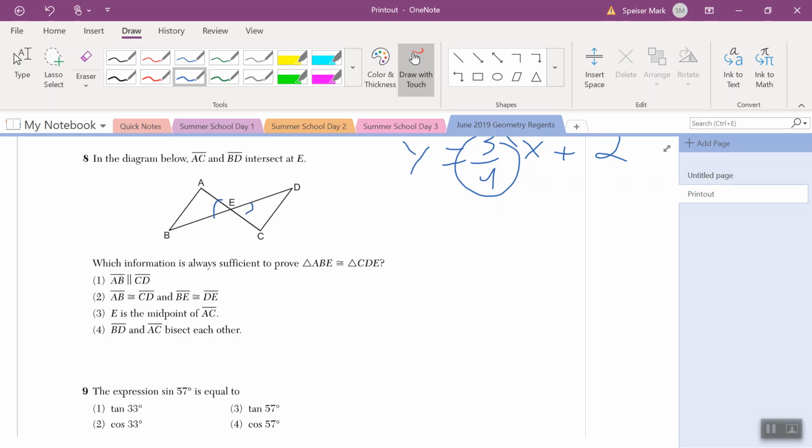So we need 2 more pieces of information. We only have 1 angle. Parallel doesn't prove anything besides angles. We need 3 angles will help. AB and CD does not help. BE and DE, that means we'll have side angle, which never works. E is the midpoint of AC, it only gives one side, leaving us with BD and AC bisecting each other, giving us side angle side.